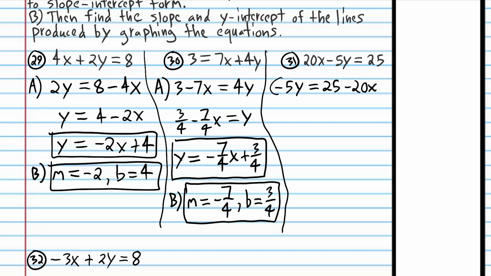And this is what I'm talking about. A lot of students will just make that negative disappear. No, it's still there. It's still with the 5y term. So now we're going to divide both sides by -5.